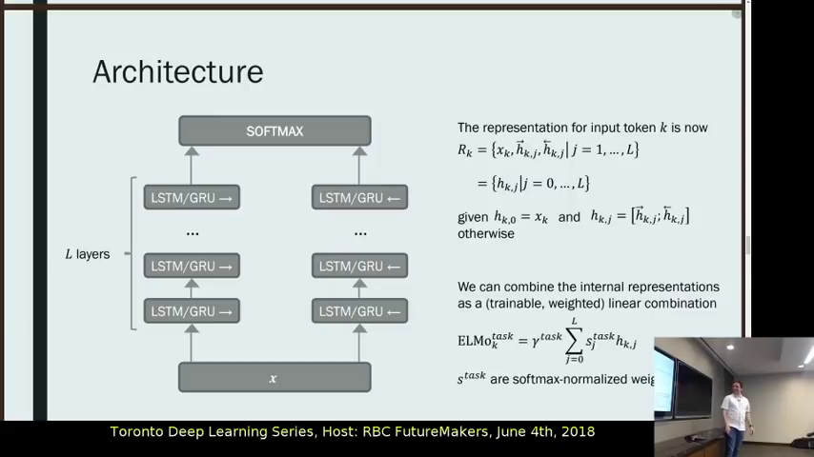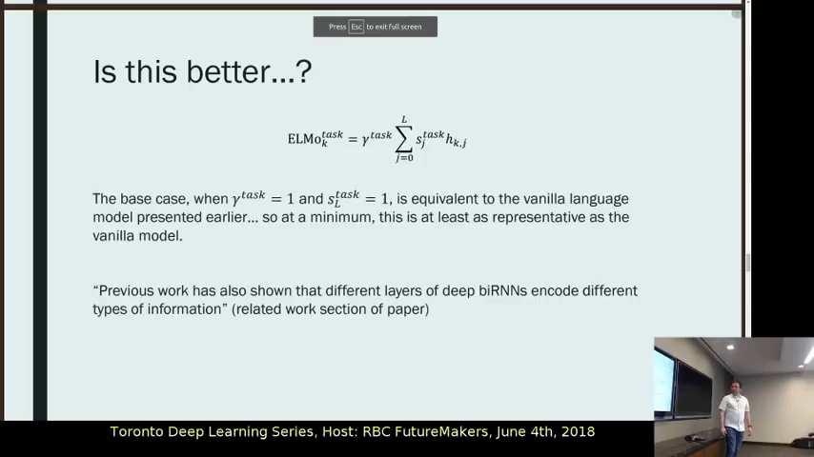I knew that this slide would be where the meat of the discussion happened, because this is the core of the paper. If it's all on this one slide, everything else that we've talked about is just sugar around this. So my next question was, is this representation better? Is it worth doing this? There is a base case where gamma is 1, and the task-specific weight for the last layer is equal to 1, meaning all the other layer-specific weights are 0. In which case, this is identical to a vanilla language model with the same number of layers. So at the very least, this has the potential to be as good as the language model we talked about before.